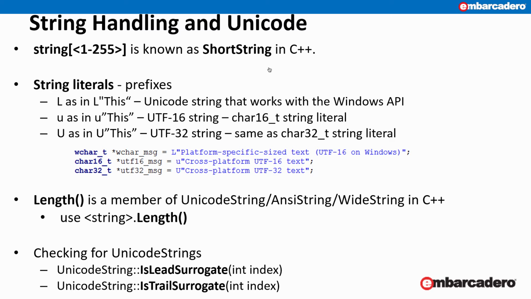Here are some useful string handling and Unicode tips with C++. So first, a short string occupies as many bytes as its maximum length plus 1, and the first byte contains the current dynamic length of the string, and the following bytes contain the characters of the string, and the length byte and the characters are considered unsigned values. So the maximum string length is 255 characters plus a length byte, and that gets us our String[255].